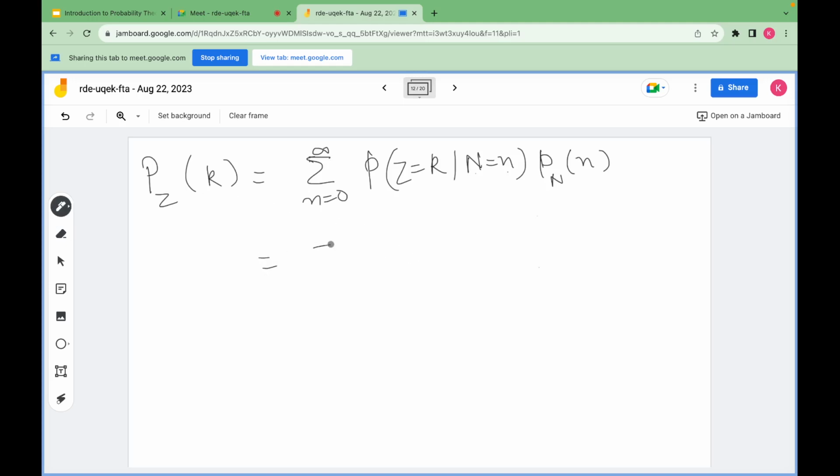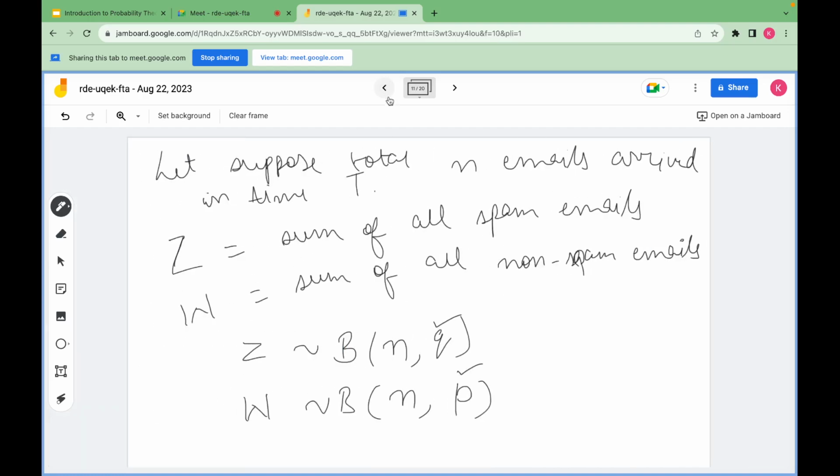Now on solving this, we will get a binomial distribution. So for n comma k, this probability is q to the power k into 1 minus q to the power n minus k, and this is Poisson distribution. We have seen this.